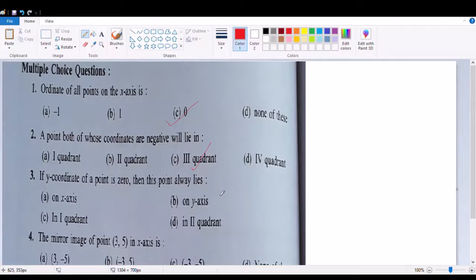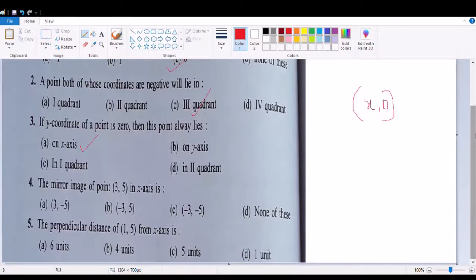If the y coordinate of a point is 0, then the point always lies on. Y coordinate 0 means it is of the form (x, 0). This is a point on the x-axis. So the answer is the first option. Okay, we'll move to the next one.